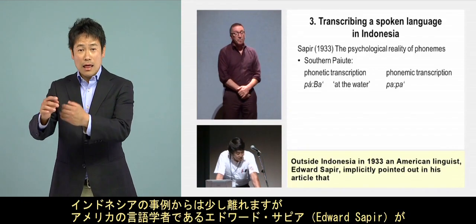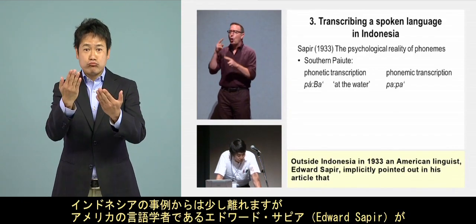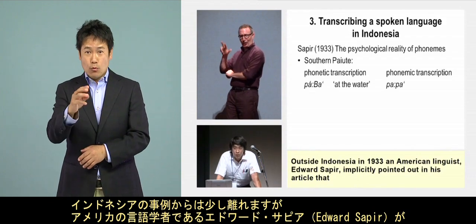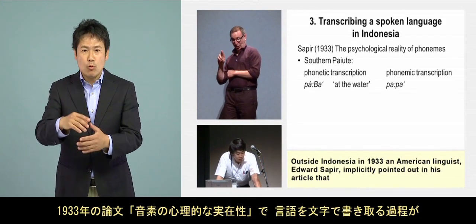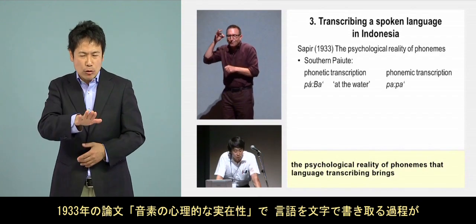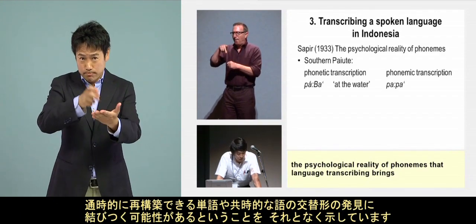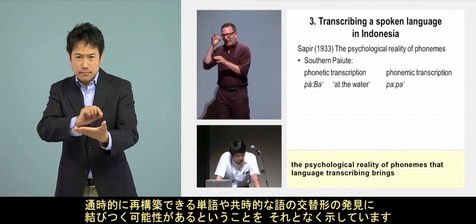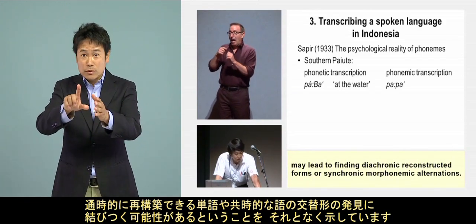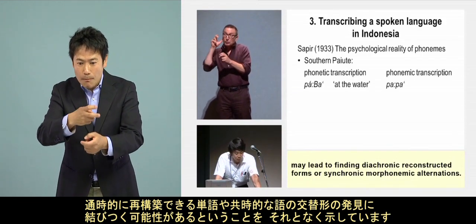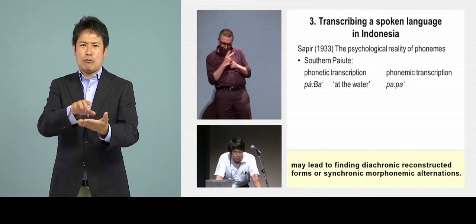And outside Indonesia, in 1933, an American linguist, Edward Sapir, implicitly pointed out in his article, The Psychological Reality of Phonemes, that language transcribing may lead to finding diachronic reconstructed forms or synchronic morphonemic alternations.